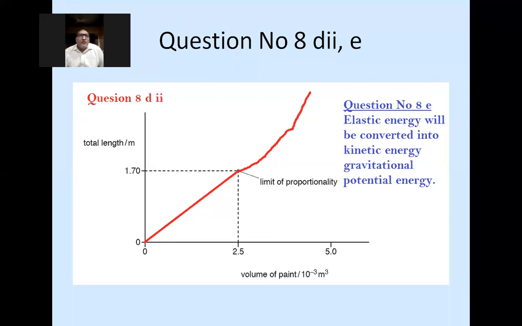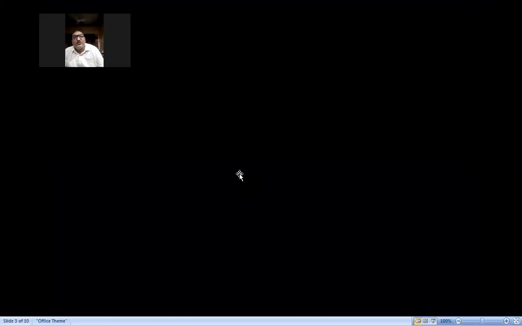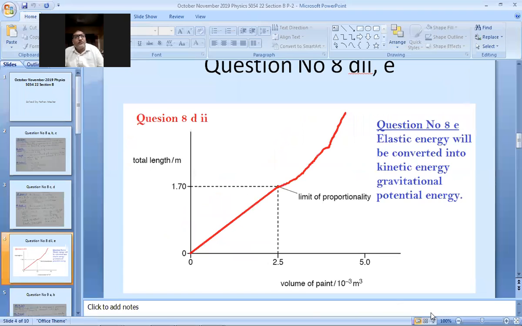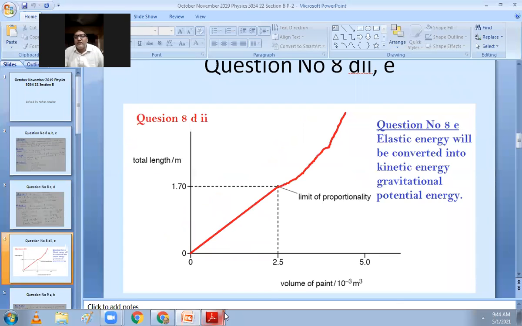So question number 8, D, second D part. Here you see, up till this point, the graph will be a straight line. Now, let's go back. This is the question, okay? Up till this point, you have to draw a graph. This graph should be a straight line.